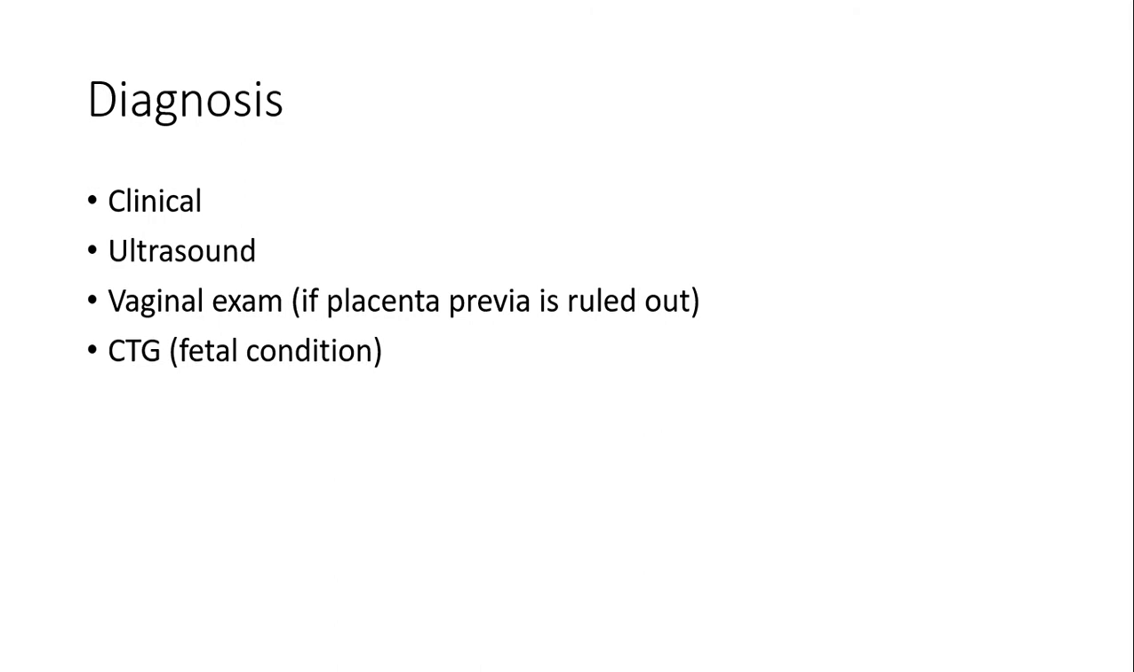How can you make a diagnosis? Of course, clinical signs are very important. All that I mentioned before is very important, starting from pain to the shape of the uterus and the well-being of the fetus. Ultrasound investigation is of help. You can notice hematoma formation during the ultrasound. Vaginal examination is performed only if placenta previa is ruled out by ultrasound study. CTG is very helpful for evaluating the fetal condition.